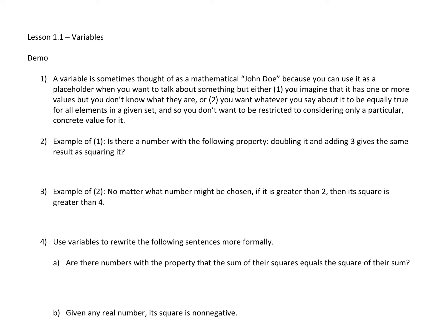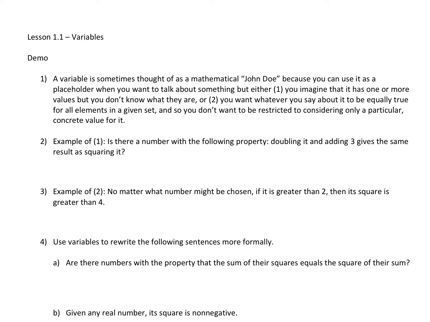Welcome to lesson 1.1, variables. A variable is sometimes thought of as a mathematical "John Doe," because you can use it as a placeholder when you want to talk about something, but either one, you imagine that it has one or more values, but you don't know what they are, or two, you want whatever you say about it to be equally true for all elements of a given set. So you don't want to be restricted to considering only a particular concrete value for it.